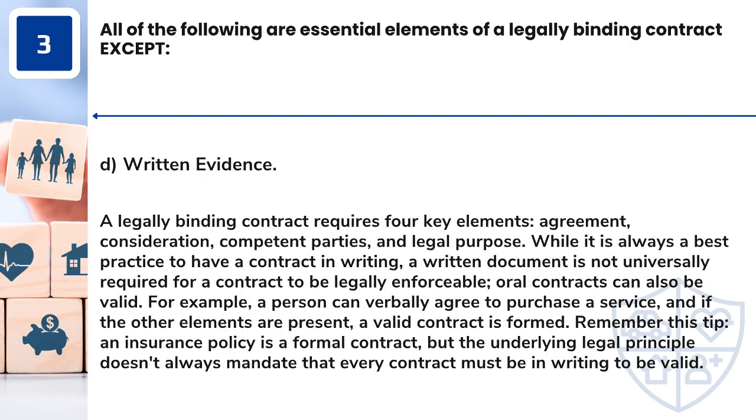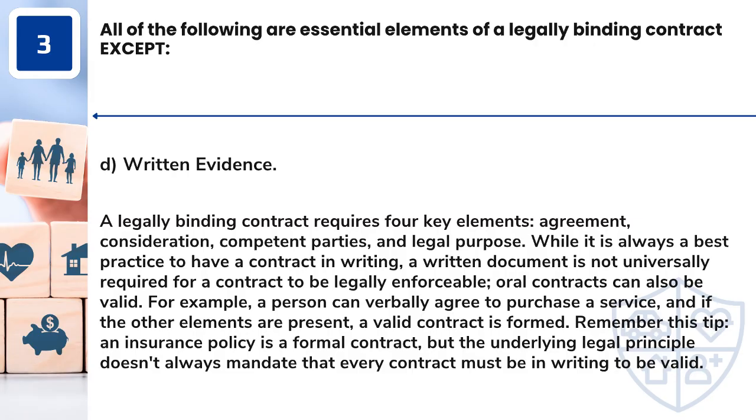Answer: D. Written evidence. A legally binding contract requires 4 key elements: agreement, consideration, competent parties, and legal purpose. While it is always a best practice to have a contract in writing, a written document is not universally required for a contract to be legally enforceable. Oral contracts can also be valid.